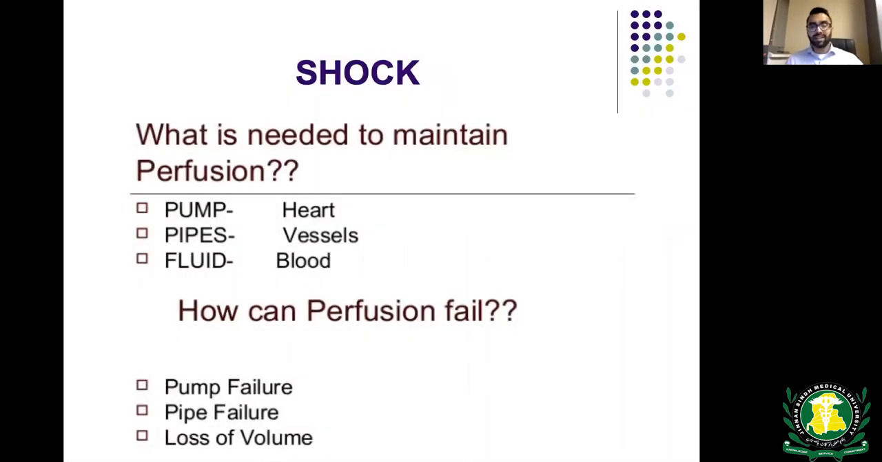So the central tenet of circulation is dependent upon three important components. First and foremost is your pump, which is the heart, then pipes, which are the blood vessels, and the fluid, and that includes the blood, the interstitial fluid, as well as the intracellular fluid. So how can perfusion fail and shock happen? Three types of failure: either your pump is failing, problems with the blood vessels, or the loss of volume.